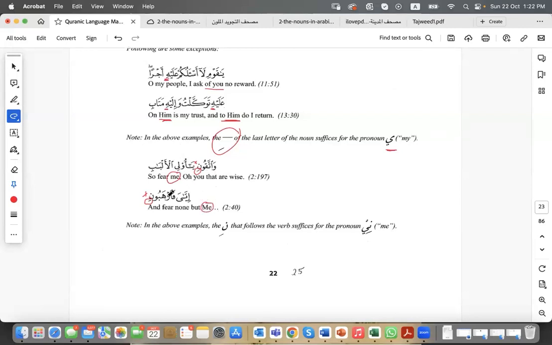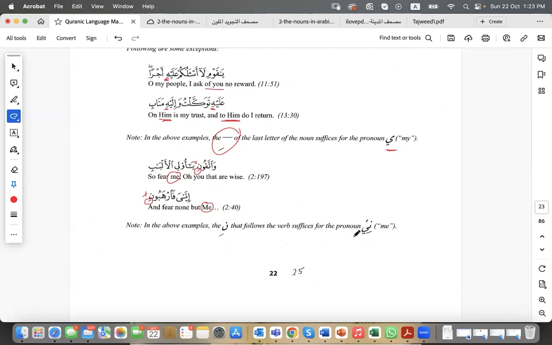So where is me here? We have said that me should be the ya. The ya was here but was dropped, and we will know later on in detail why it is dropped. And also there in this first case also there is more details about it, but we're going to talk about it later on. So here in the above examples, the noun that follows the verb suffices for the pronoun ya. So there was a ya, but it has been dropped, and we're going to talk about the reason for dropping it later on in detail. It is something that has to do with verbs.